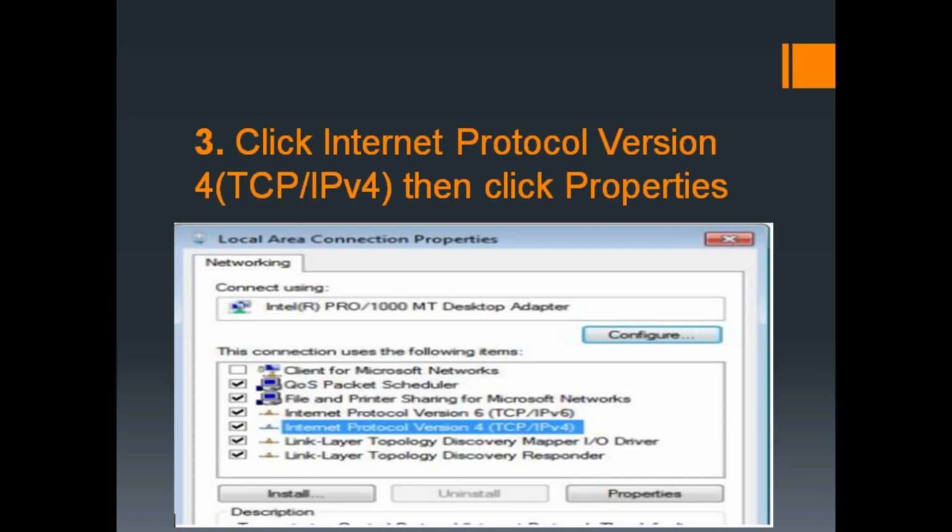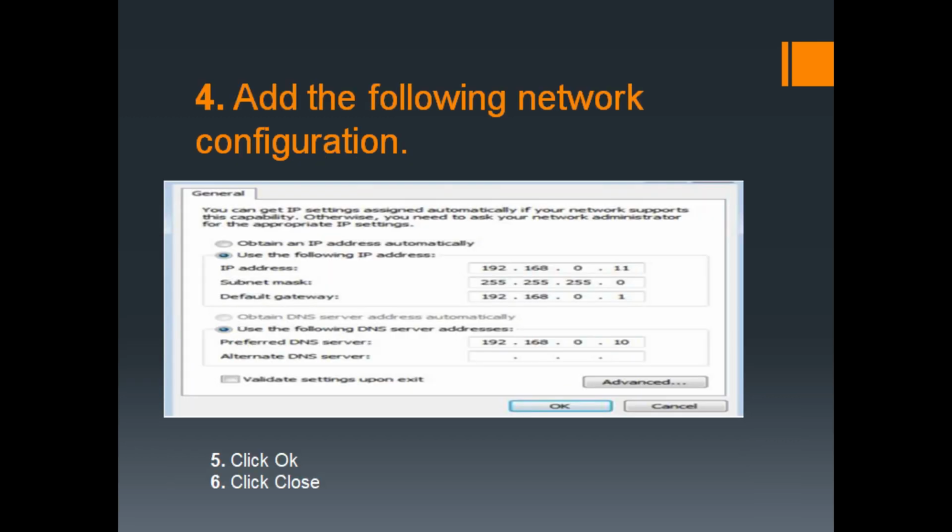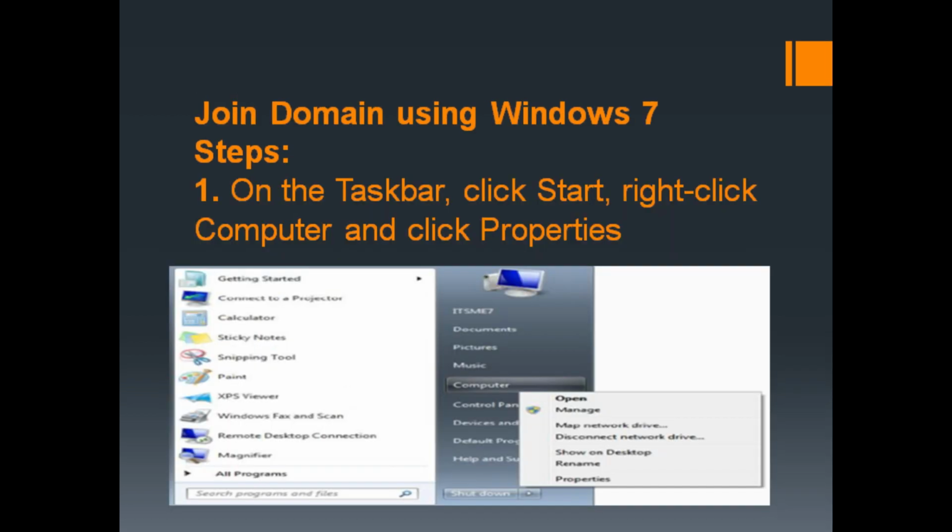Number 3. Click Internet Protocol Version, then click Properties. Number 4. Add the following network configuration. 5. Click OK. And 6. Click Close. Join domain using Windows 7 steps.